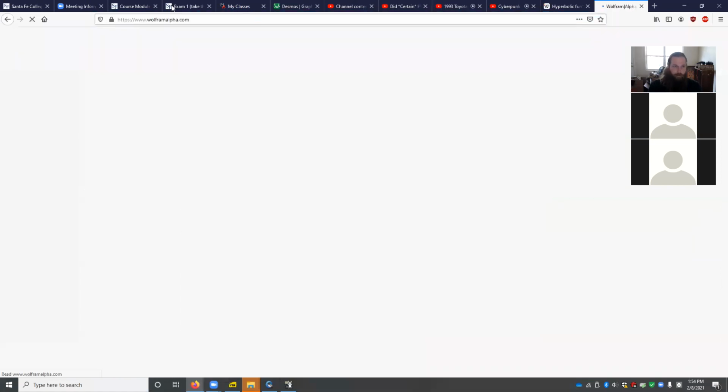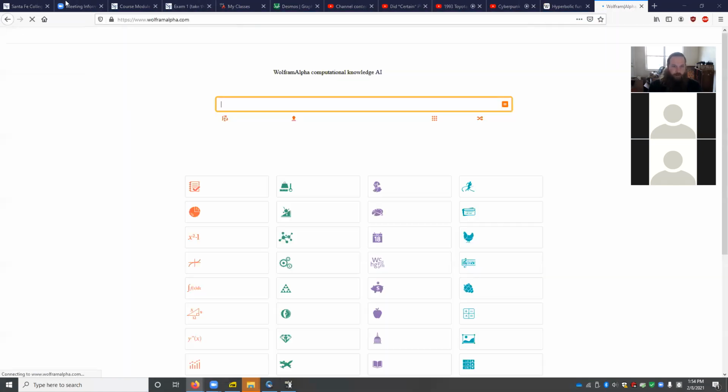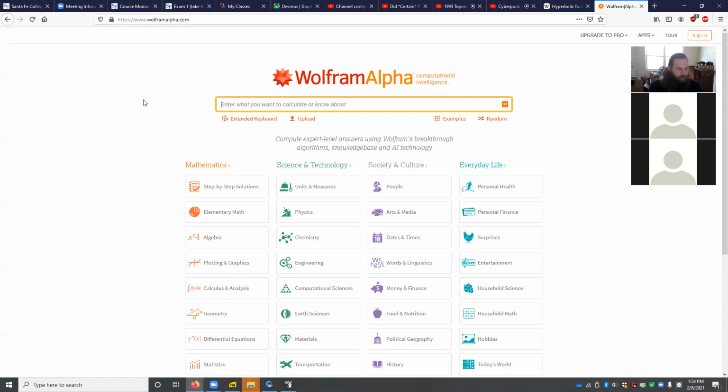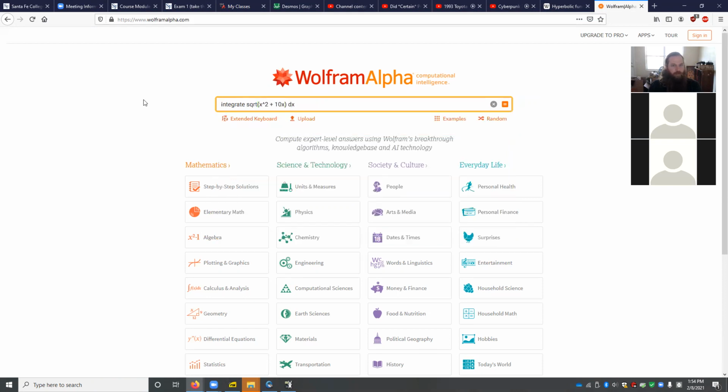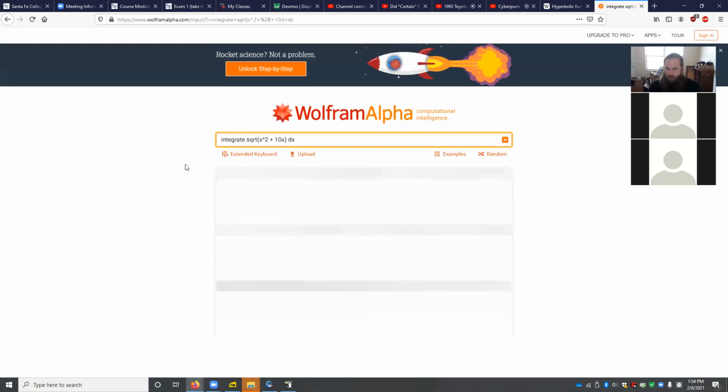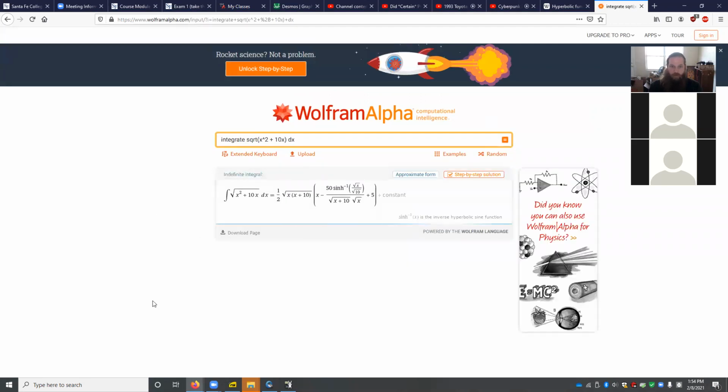Wolfram Alpha is the right speed. Photomath, stay away from that. Bartleby, stay away from that. Those will let you think you know what you're doing when you don't know what you're doing. But if you come back here and you ask it to integrate the square root of x squared plus 10x dx, it'll give you the answer and it'll give you a little bit, but it won't give you too much. And that's why I didn't use Wolfram here.